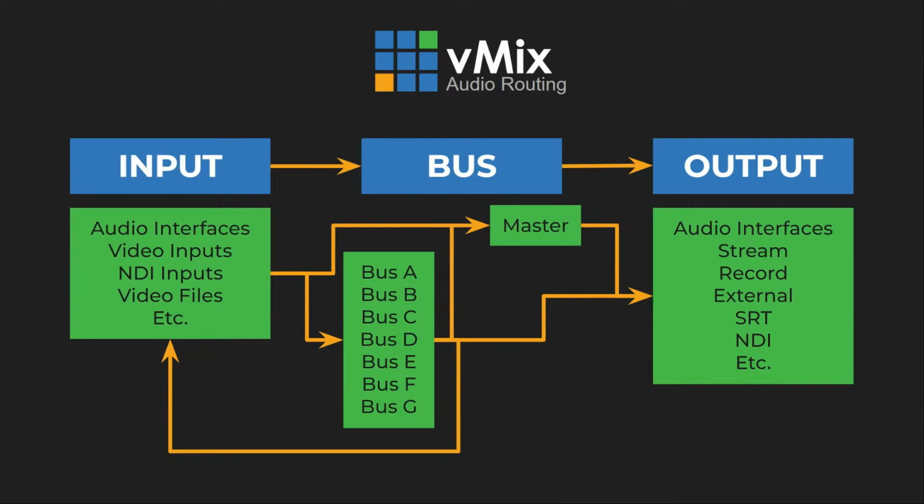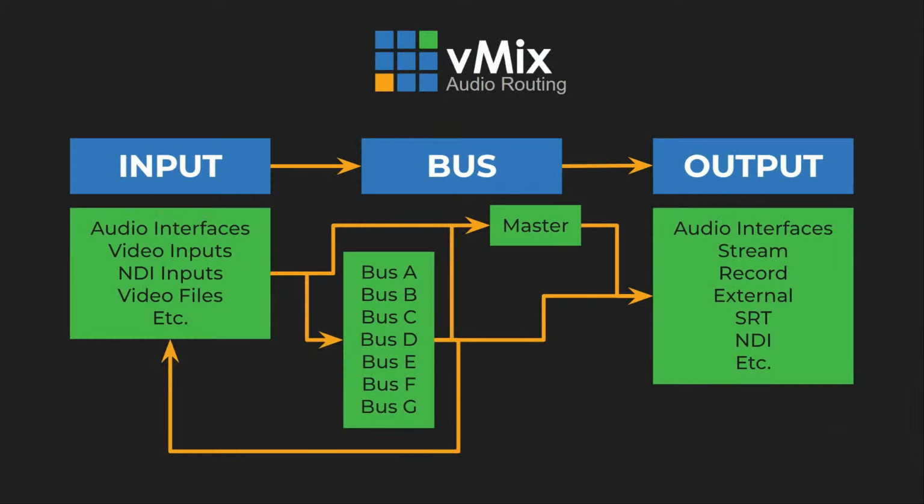And then in between that, you have buses. And you've got your main master bus, which is your primary bus. For the most part, that's where you're mixing everything. And then you've got your A through G buses, which can be routed to the master or to a separate device. And why would you use, just for our audience, why would you use separate buses?